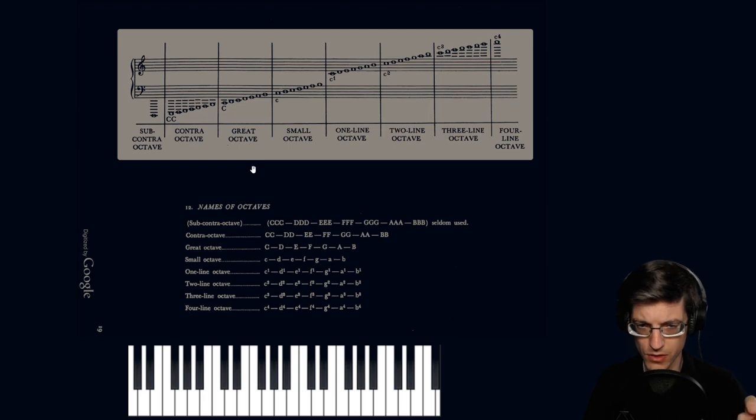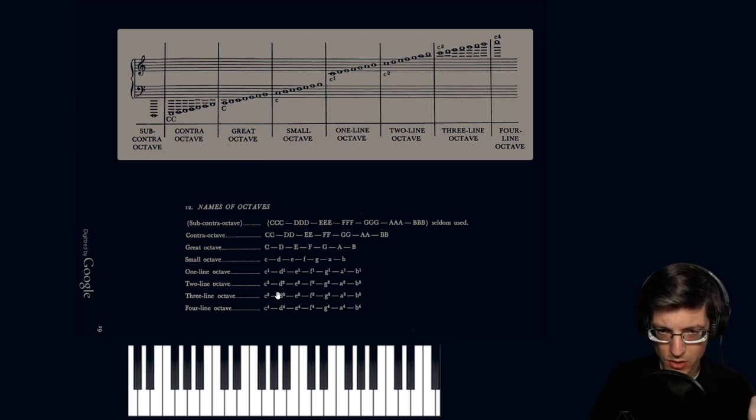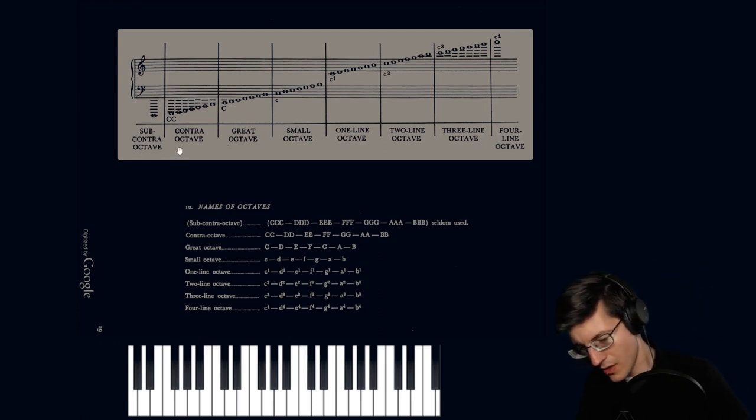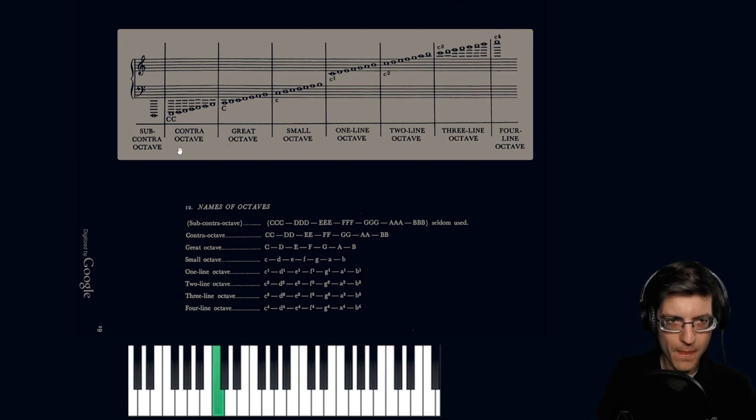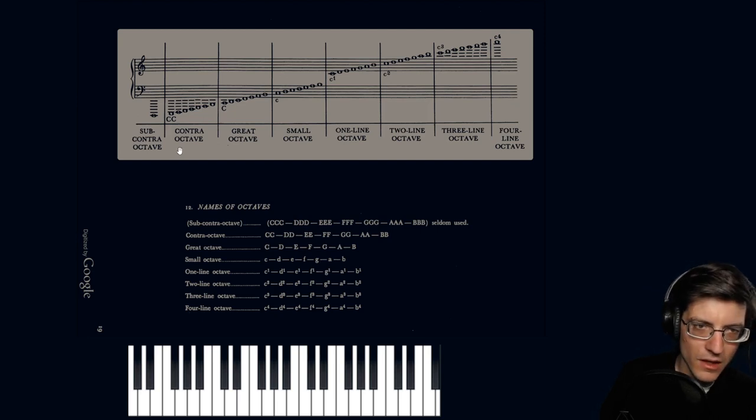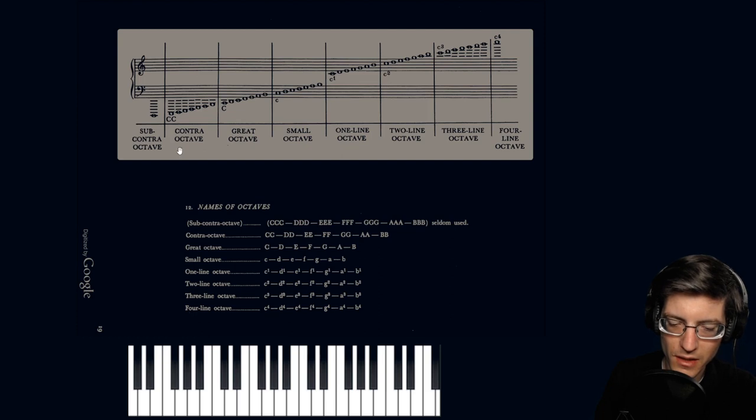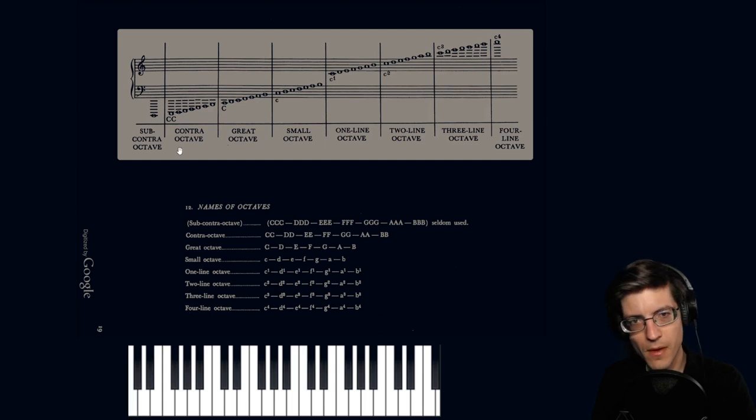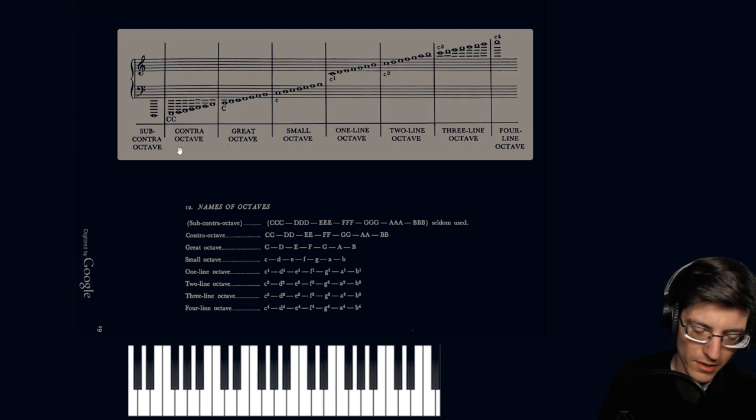I don't think they have the numbers here, do they? Oh yeah, they do. C, C1, C2, C3, and C4. So middle C is C1, and then it could be C0 or C, small octave, great octave, contra octave, and subcontra. So, let's see if I can play it here. That would be contra, I believe. That's contra octave, so subcontra is the octave below that.